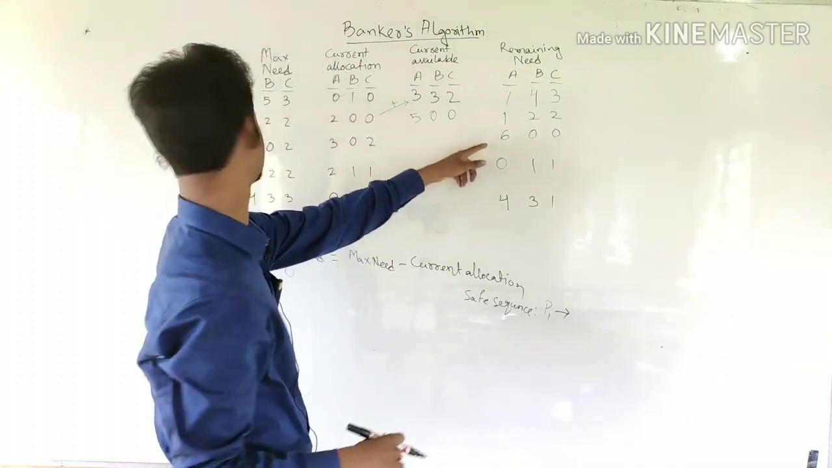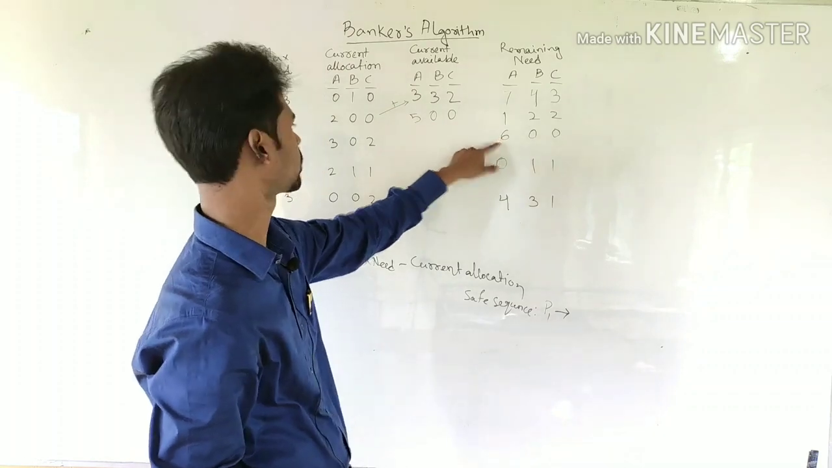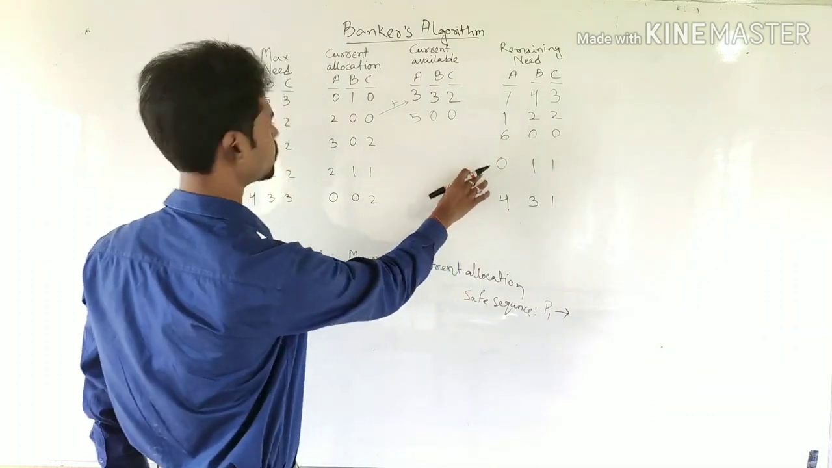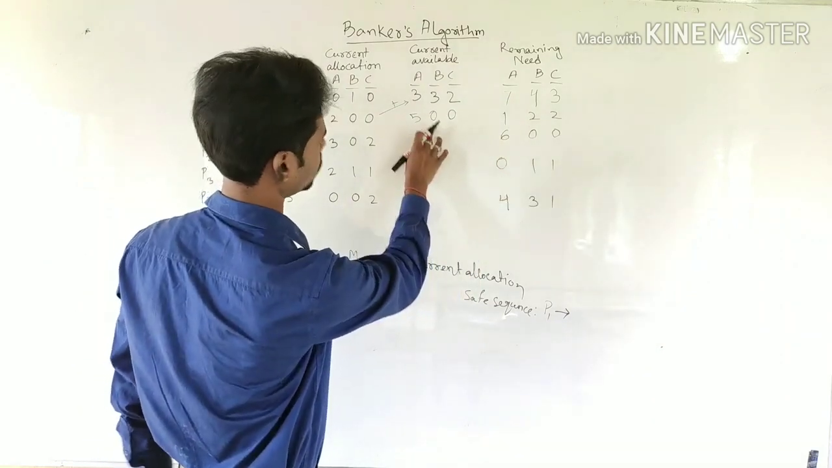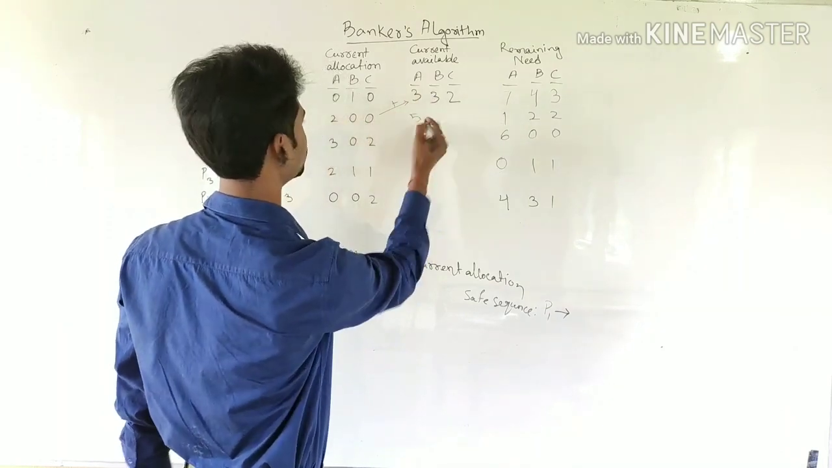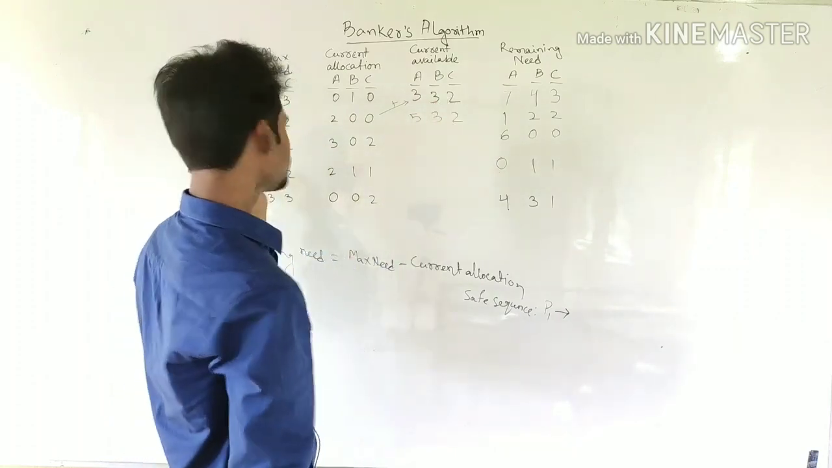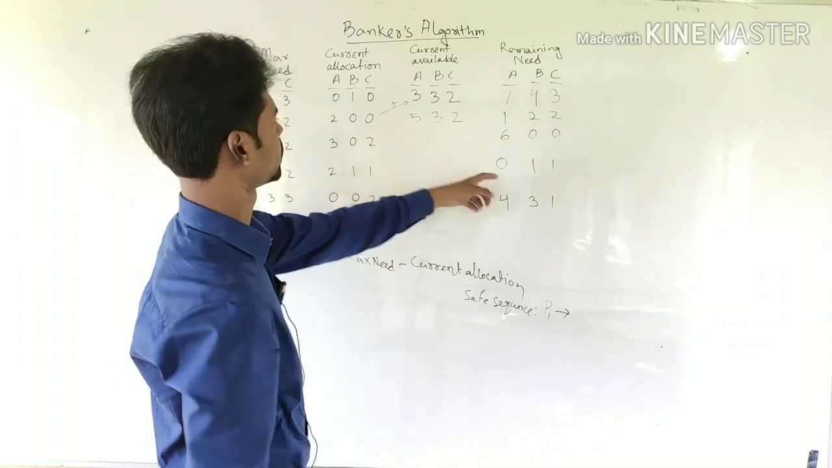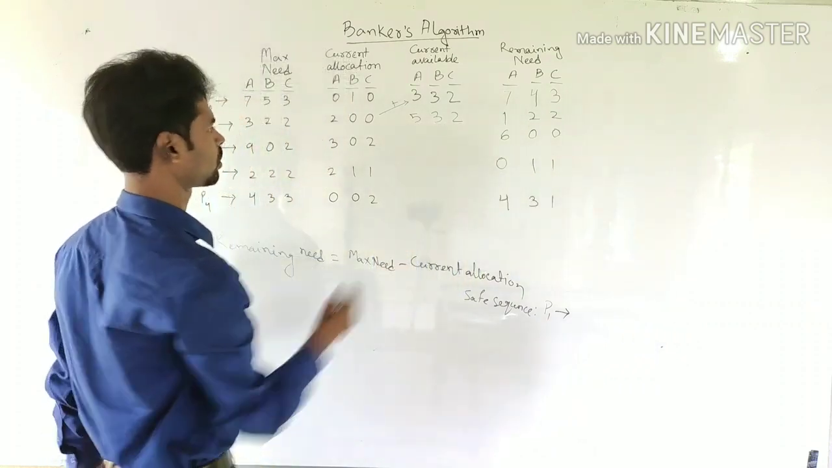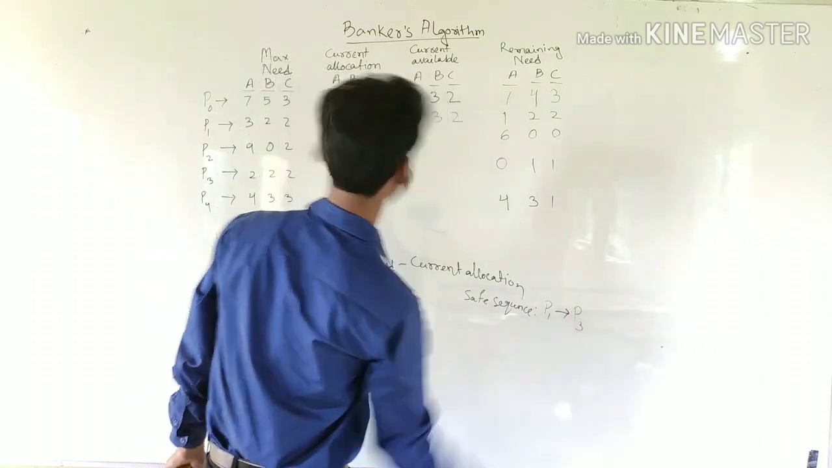So, process P2 cannot be executed because it requests 6 resources of A, whereas we have 5 available. So, P3 can be executed. It requests 0 1 1 and available is 5 3 2. P2 cannot be executed, P3 can be executed. So, now process P3 will be executed.